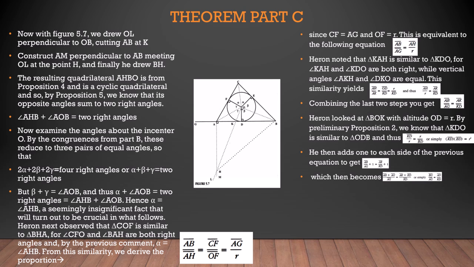Here part C is a lot longer. It's the ending. So now looking at figure 5.7, we draw OL, the segment OL perpendicular to segment OB, cutting AB at point K. Then we construct AM, the segment AM perpendicular to segment AB, meeting segment OL at point H, and finally he drew segment BH. The resultant quadrilateral is the same quadrilateral from proposition 4, and is a cyclic quadrilateral as in proposition 5.